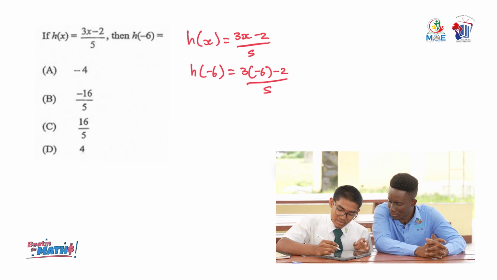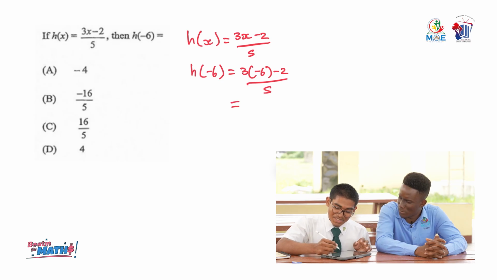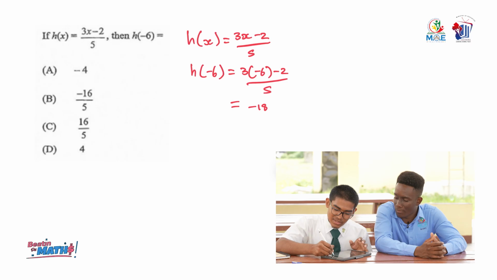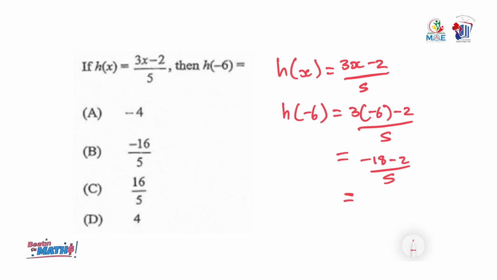So this will be equal to negative 18 minus 2 over 5, which is equal to negative 20 over 5.